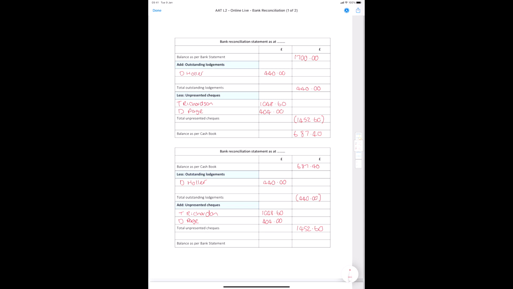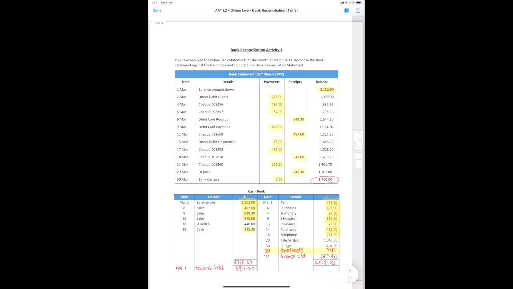Okay, if we follow the formula again, so £687.40 minus 440, add £1,452.60, we should get £1,700, which matches our balance as per the bank statement.